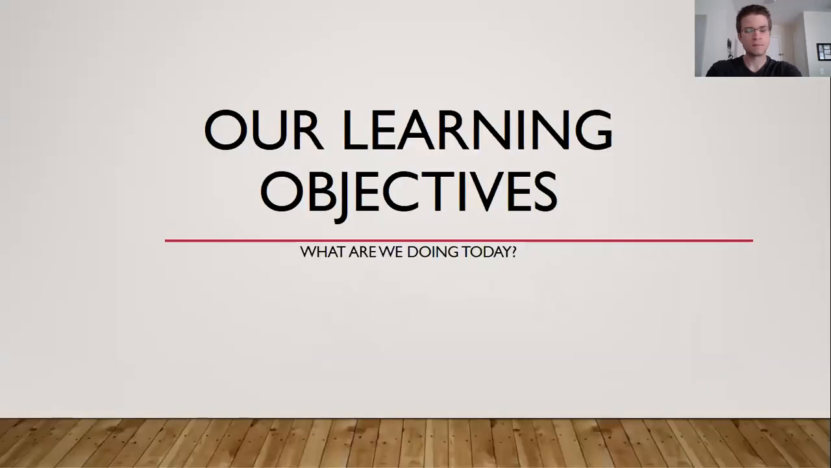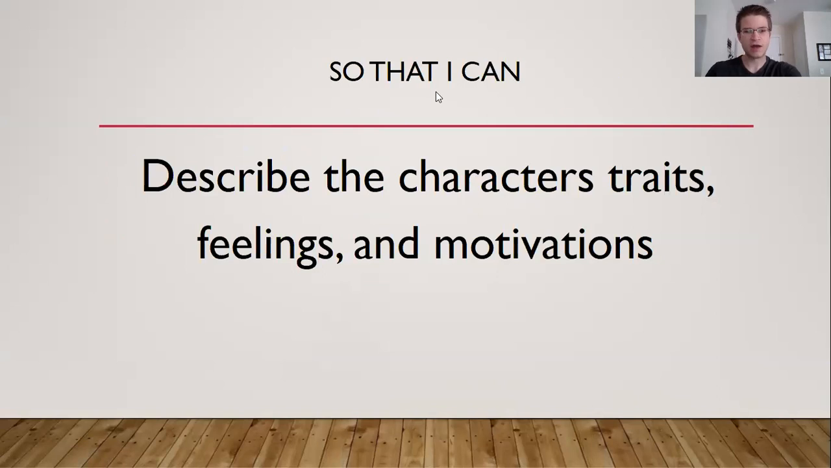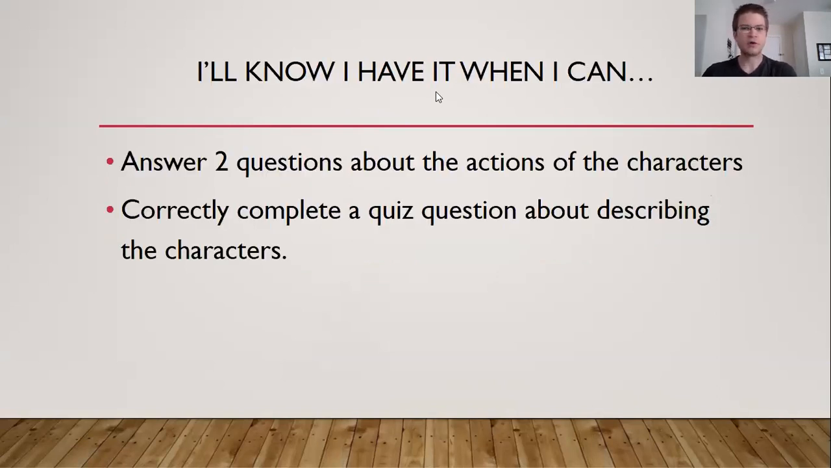So with that being said, what are we doing today? Let's get started. Let me pull up our objectives. There we go. Okay, so what are we doing today? Well, today we're going to be reading the text Moose and Magpie so that I can describe the character's traits, feelings, and motivations. I'll know I have it when I can answer 2 questions about the actions of the characters and correctly complete a quiz question about describing the characters.